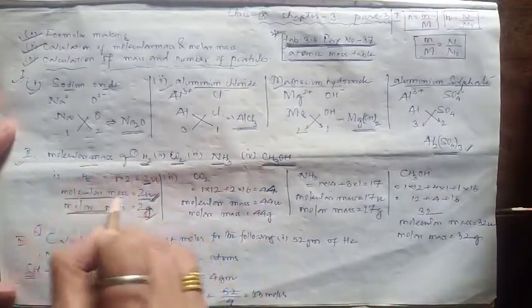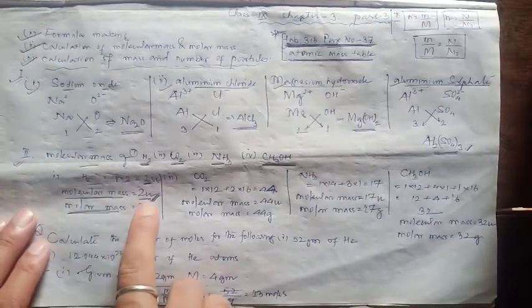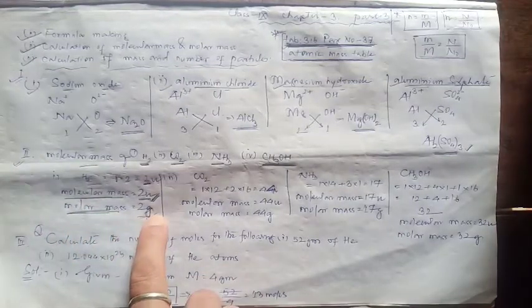Students, you can calculate molecular mass and molar mass the same way. The only difference is the units. For molecular mass, we use the unit U, and for molar mass, we use the unit gram.